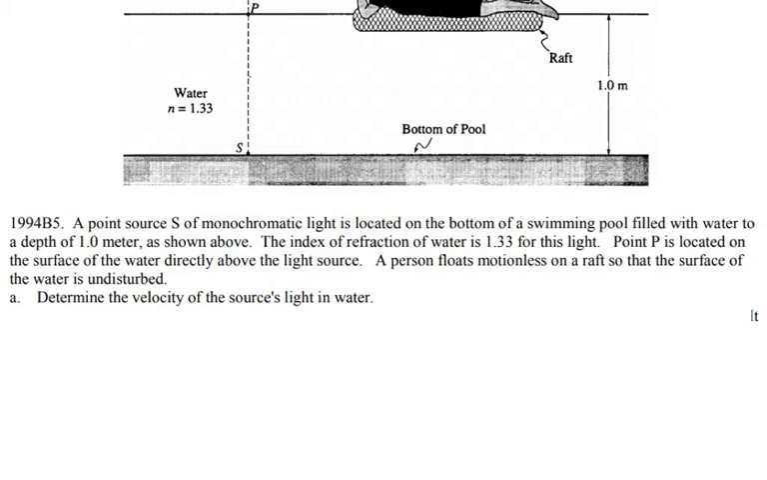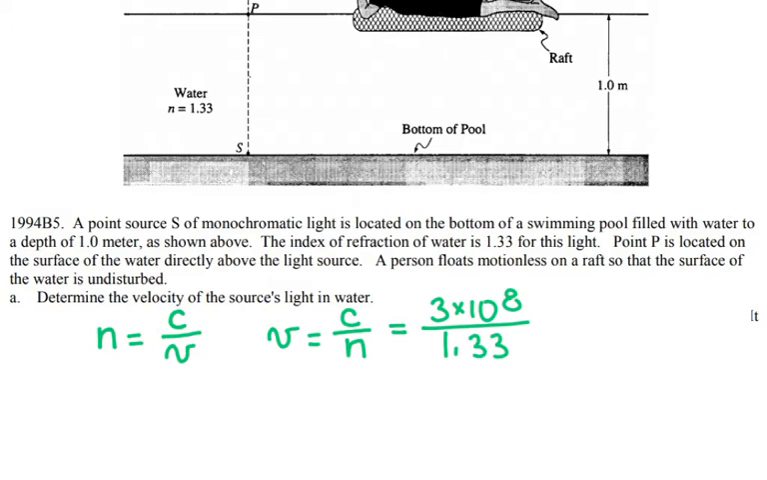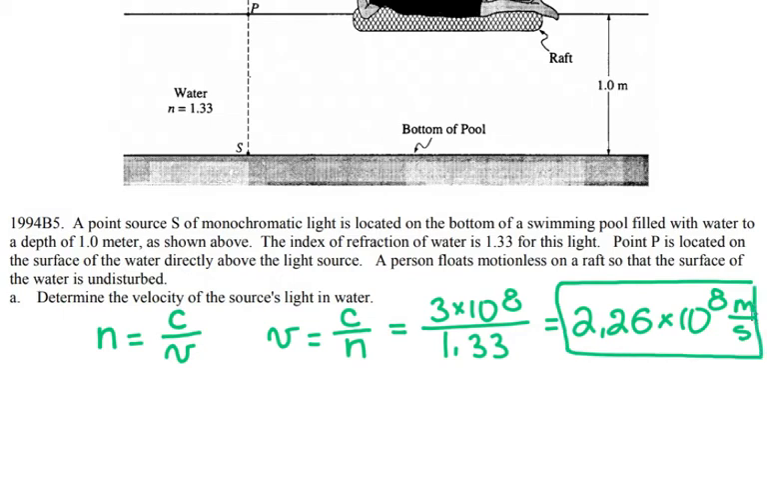For this problem, I have to remember what index of refraction means. The index of refraction is equal to the speed of light in a vacuum over the speed of light in the medium. So if I want to find the speed of light in the medium, I solve for v. That's the speed of light in a vacuum divided by the index of refraction. I get 3 times 10 to the 8 divided by 1.33, and that will give me 2.26 times 10 to the 8 meters per second, the velocity of the light in the pool water.